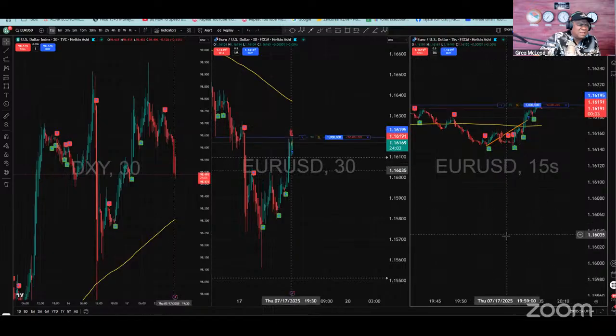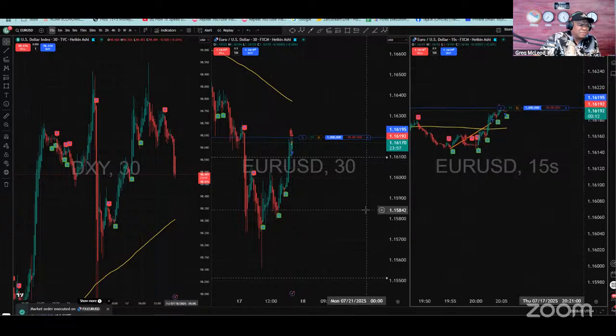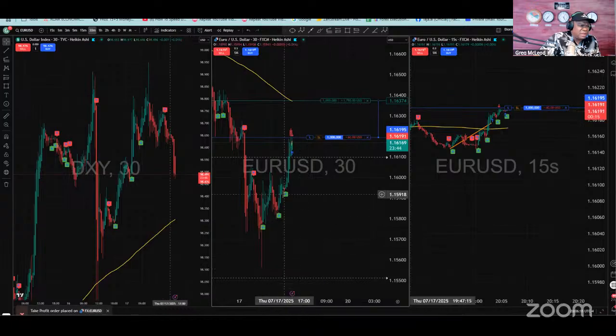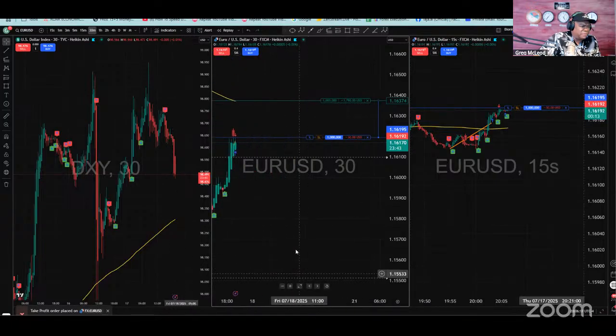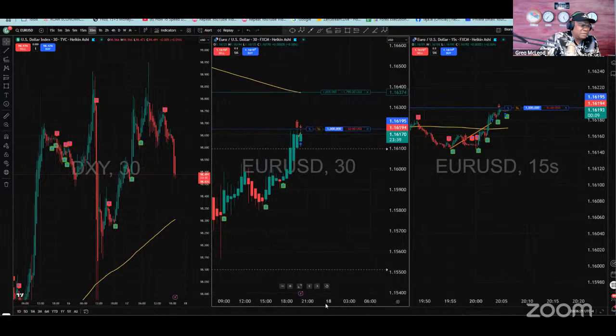Okay, I'm back long again at 19. Try it, maybe hit the 200 simple moving average on the top side. Got a green arrow. No red arrow, except my sell.